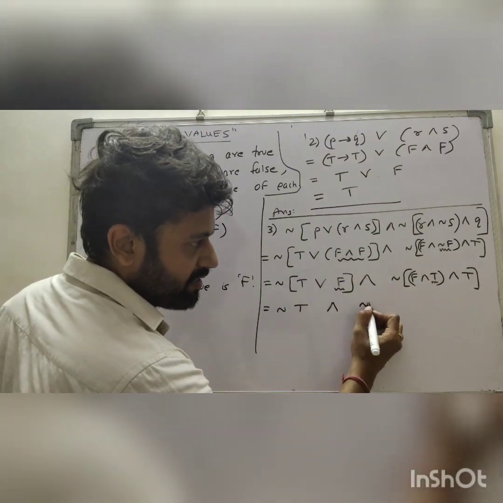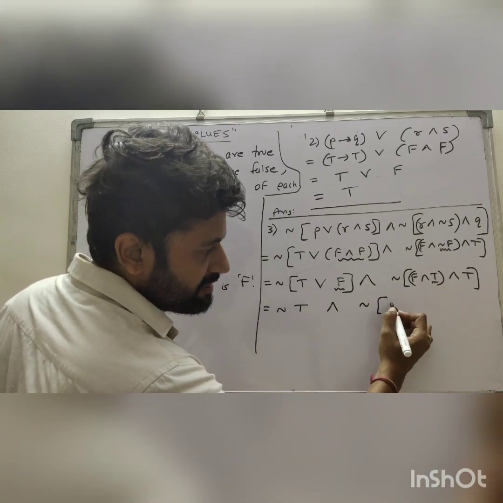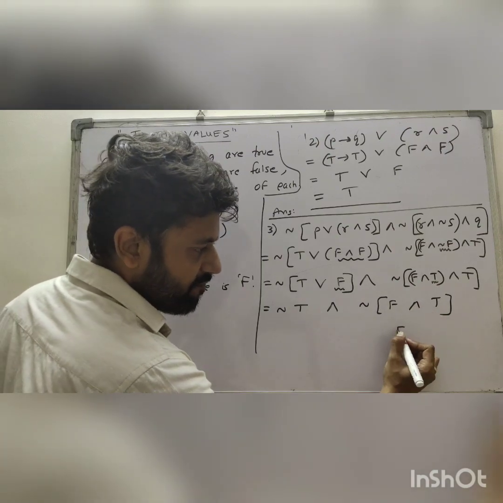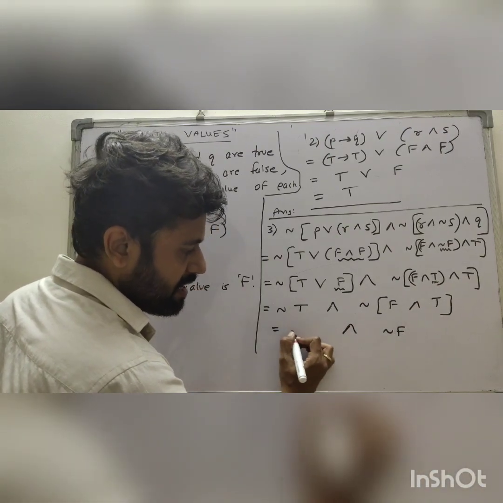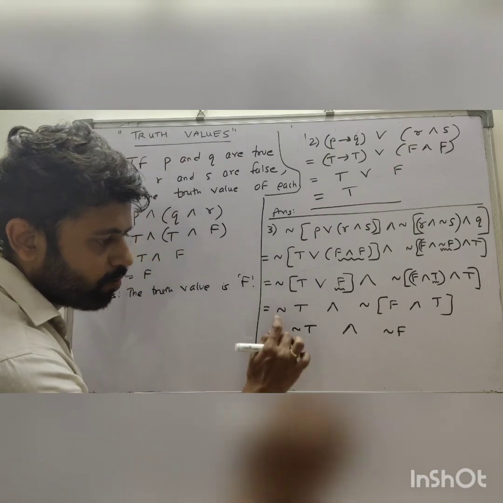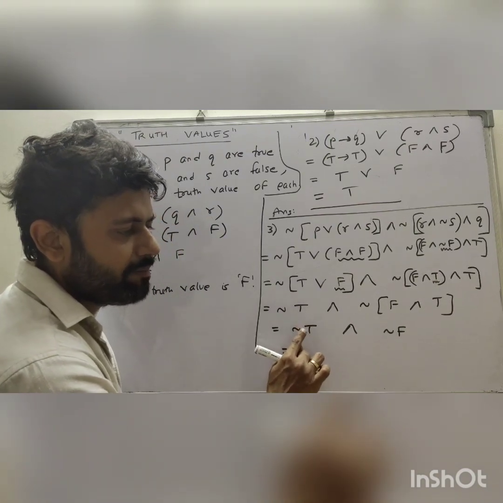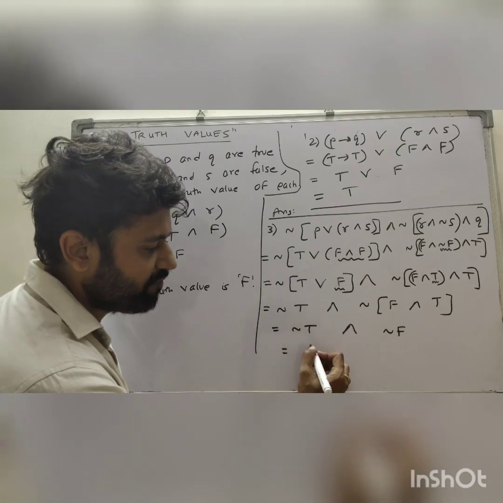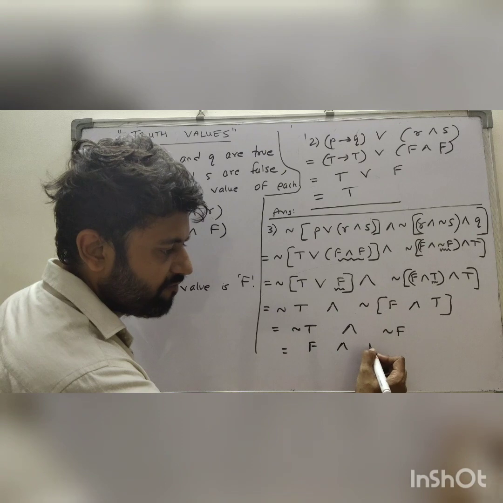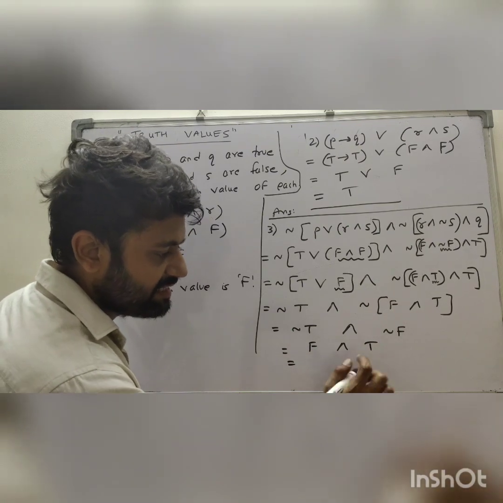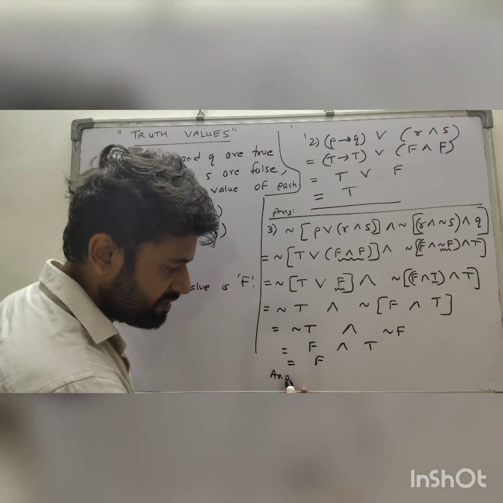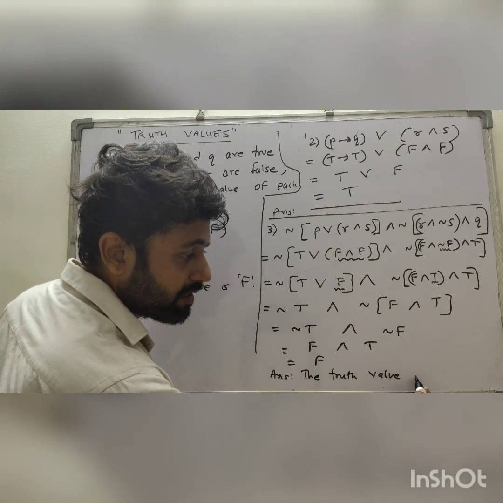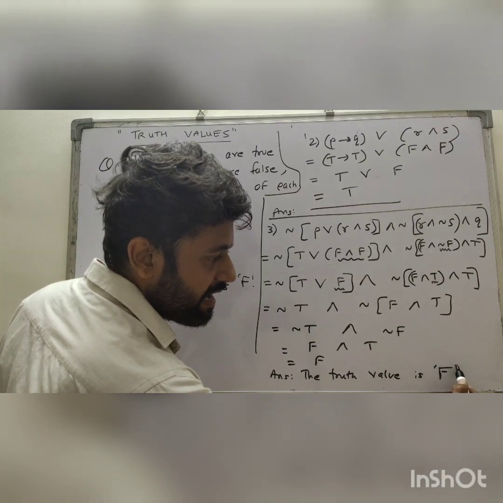And negation F and T is F and T. Once again F and T is F. Ahead there is negation, remember this. Oh, here I could have written F, but now I change both of them in this step. Negation of T is F. Negation of F is T. F and T is F. Answer, the truth value is F.